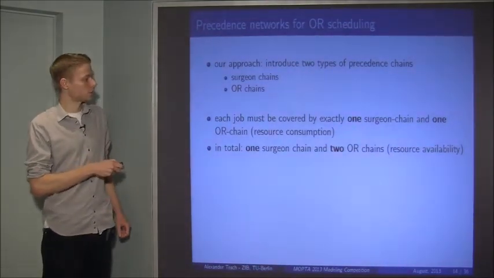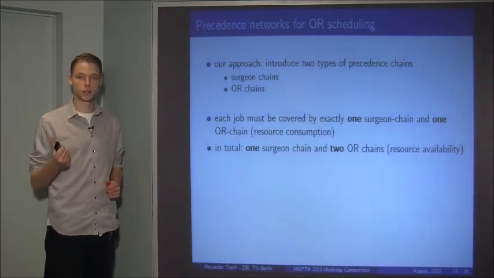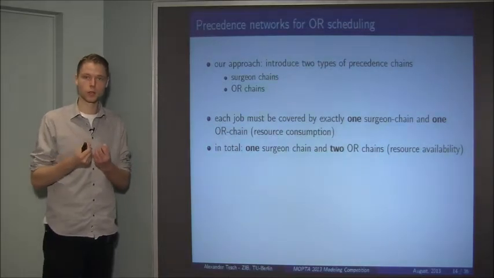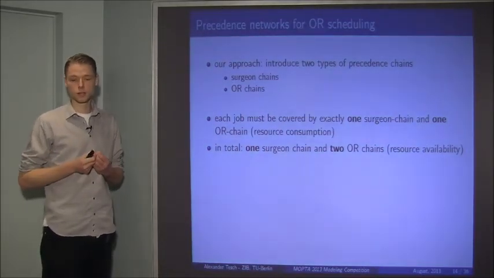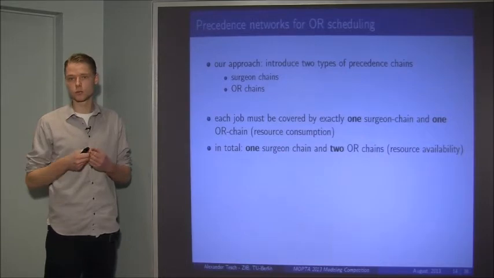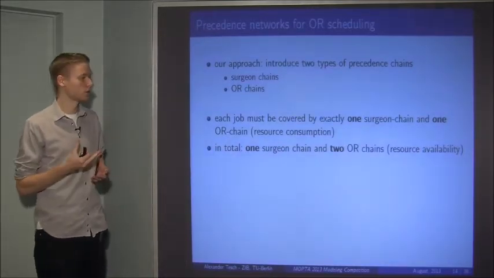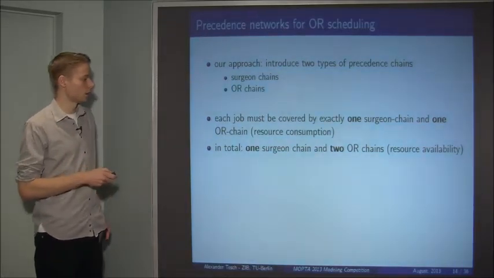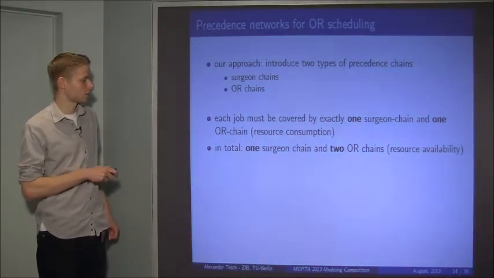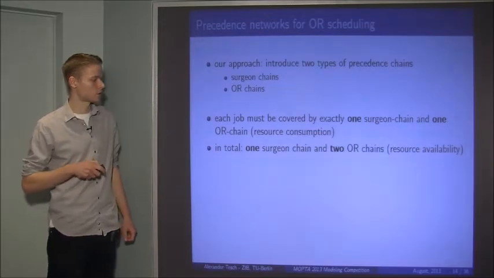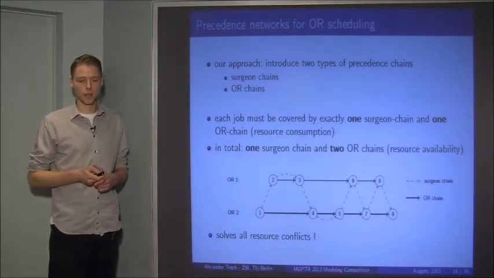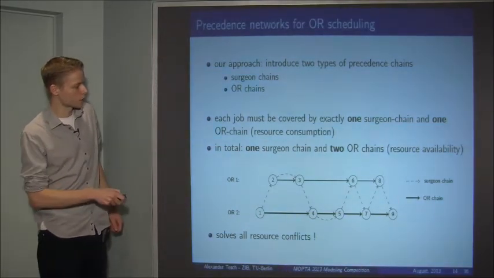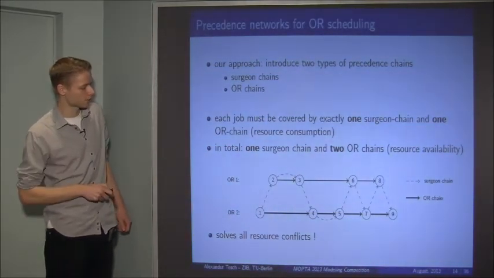And each job must be covered by exactly one surgeon chain because each job consumes exactly one unit of a surgeon, and also one OR chain, because each job consumes exactly one unit of an operation room. And in total, as I said, there are exactly one surgeon chain and two OR chains. And such a precedence network might look like this. We have given a surgeon chain and an OR chain.